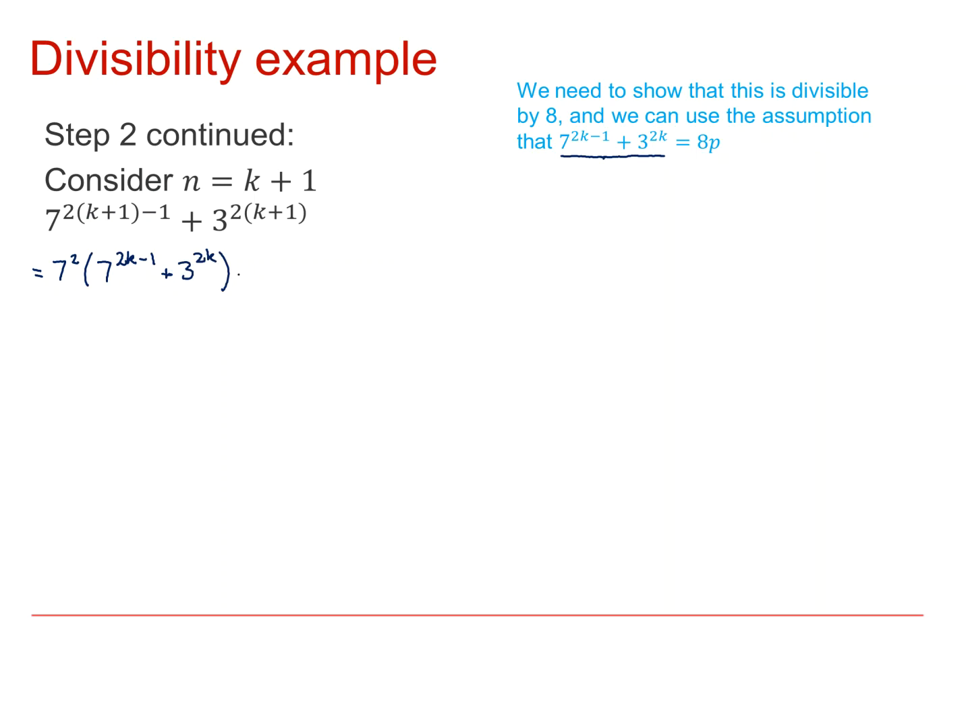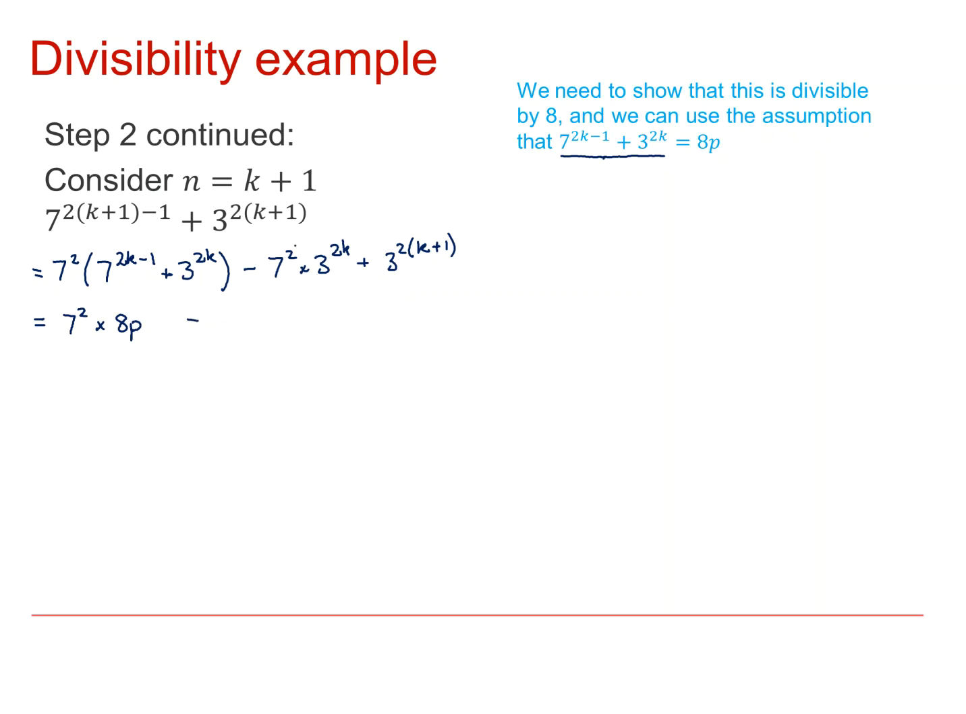Now I need to make what I've got here equal to the line above, so I'm going to remove that extra bit that I added, which is 7 squared times 3 to the 2k, and I'm going to add on the bit which I want, which is 3 to the 2k plus 1. All I need to do now is show that this is equal to a multiple of 8. So the first part, because I carefully constructed it to be so, is 7 squared times the previous expression, which we know is equal to 8p.